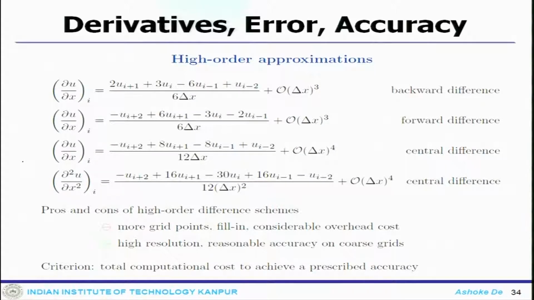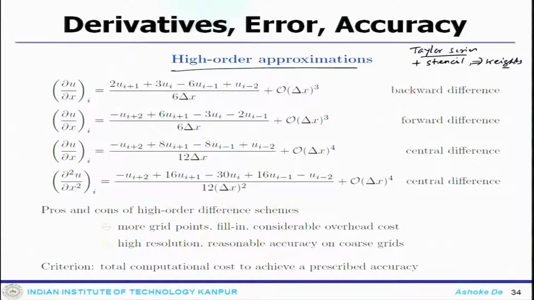Now, you can always use this kind of Taylor series expansion to estimate the higher order approximation. So, the baseline of that is Taylor series, and you define a stencil, then find out the weights, okay. And once you do that, you can always get back the higher order terms.